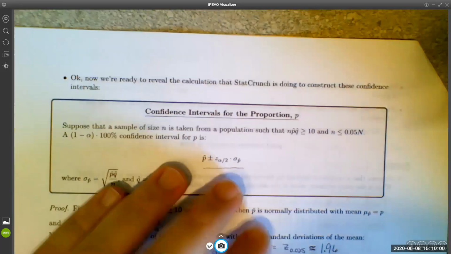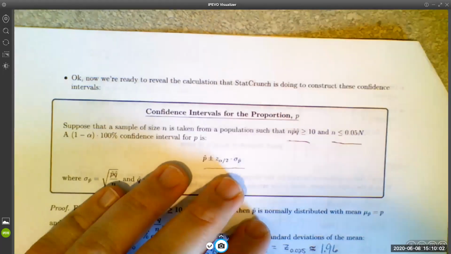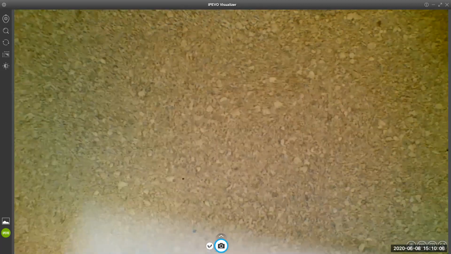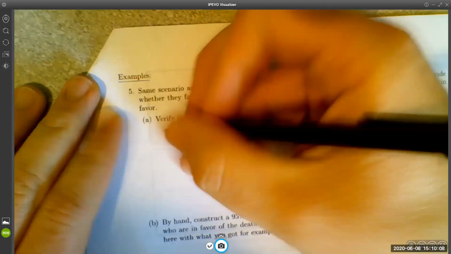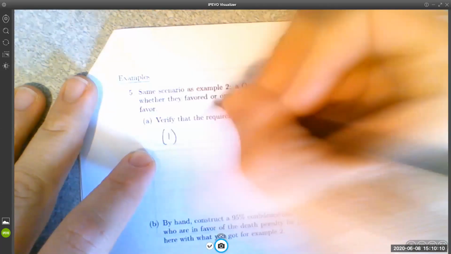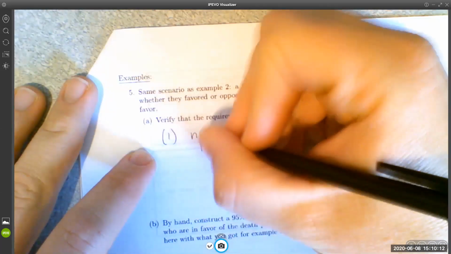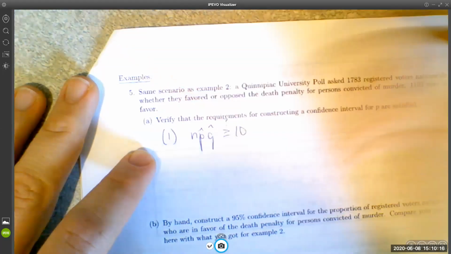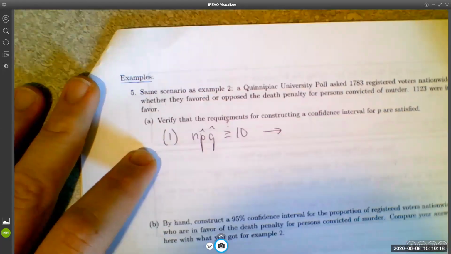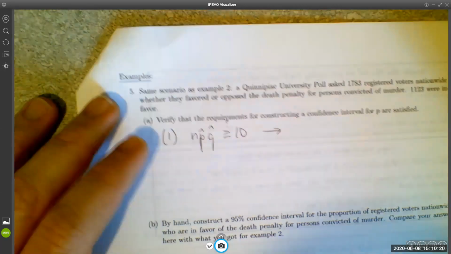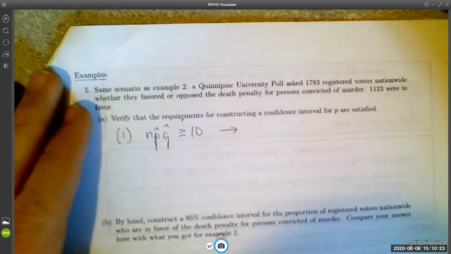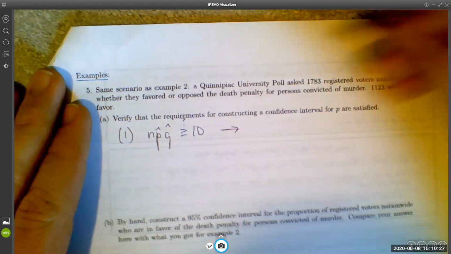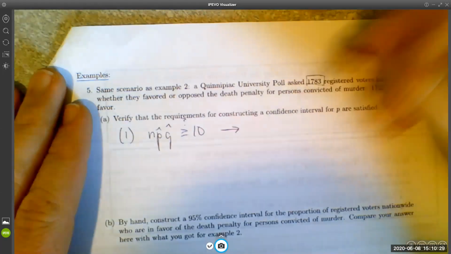The requirements are these. Those are the requirements that they're asking us to verify. So requirement number 1, n times p hat times q hat needs to be bigger than or equal to 10. Let's see if that's true. We've verified these requirements before, when we were doing the chapter 8 stuff, but let's just remind ourselves. So n is 1,783.